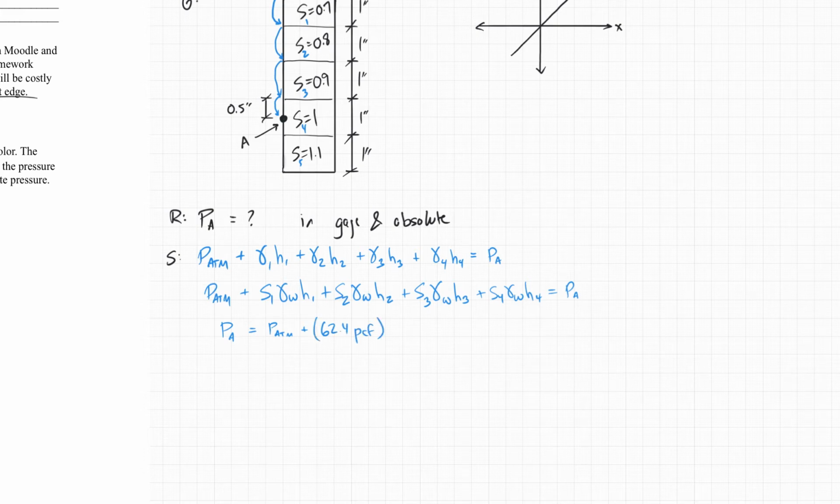Now, how did I know pounds per cubic foot and not newtons per meter cubed? Well, because this is in inches, right? So we're going to keep track of it that way, because we're in the English system of units.